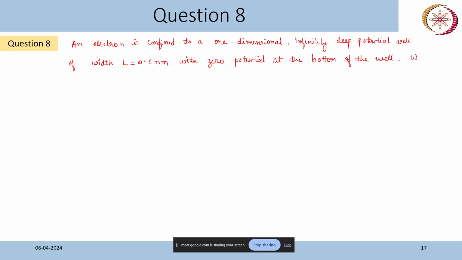The question is, what is the smallest amount of energy the electron can have? And because the material is not given, consider free electron mass.